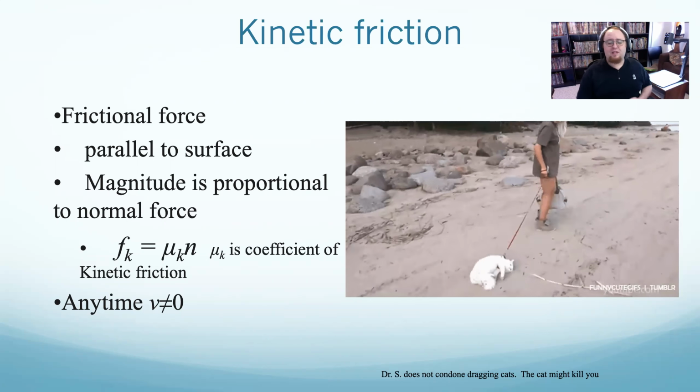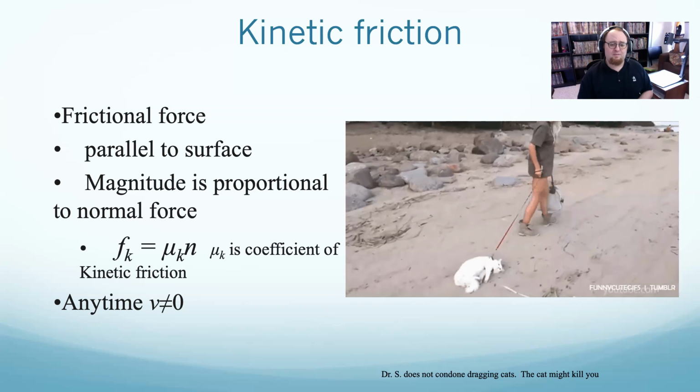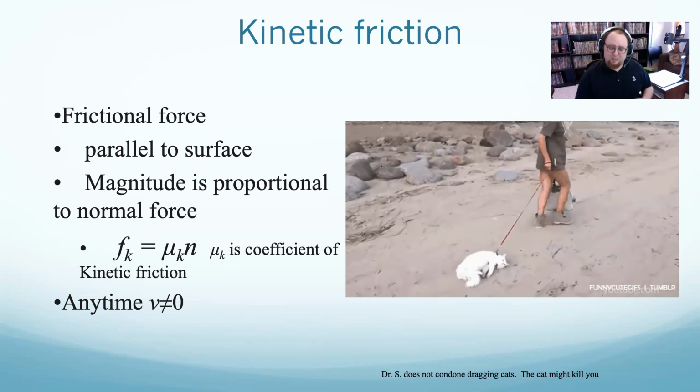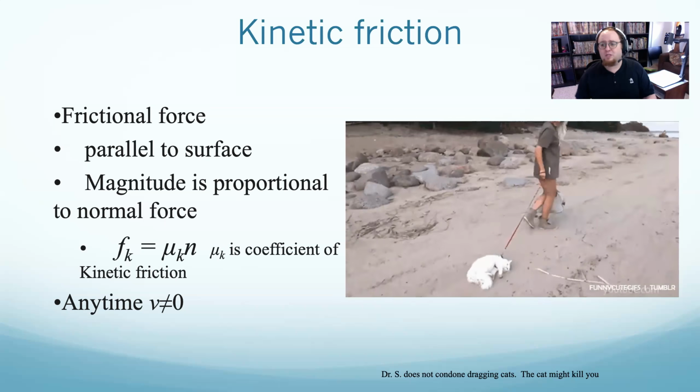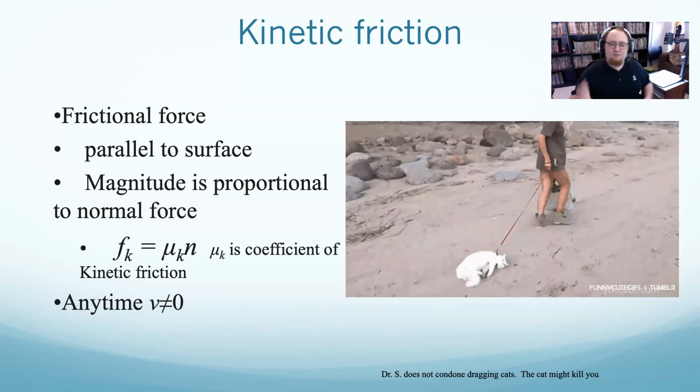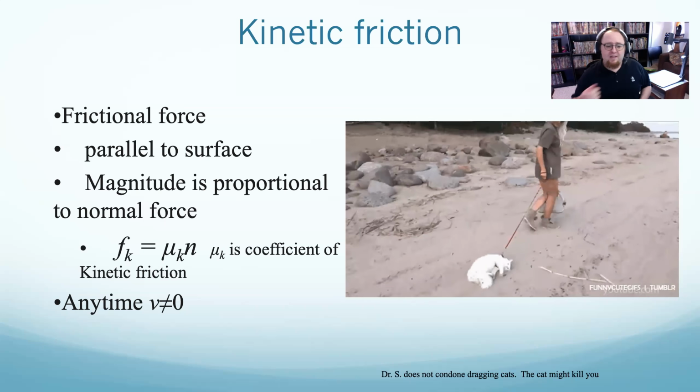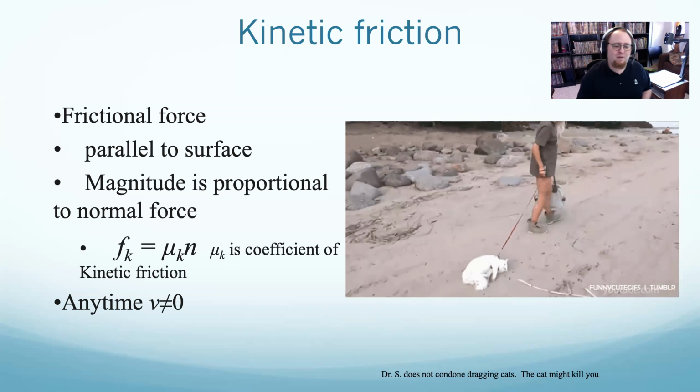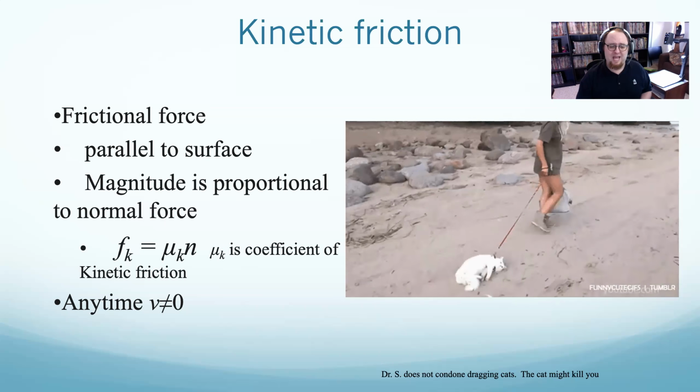And anytime you have kinetic friction, the direction of the friction will be opposing the movement. If you push something to the right, friction is to the left. If you push something to the left, friction is to the right. And the magnitude of kinetic friction goes by mu_k times N.